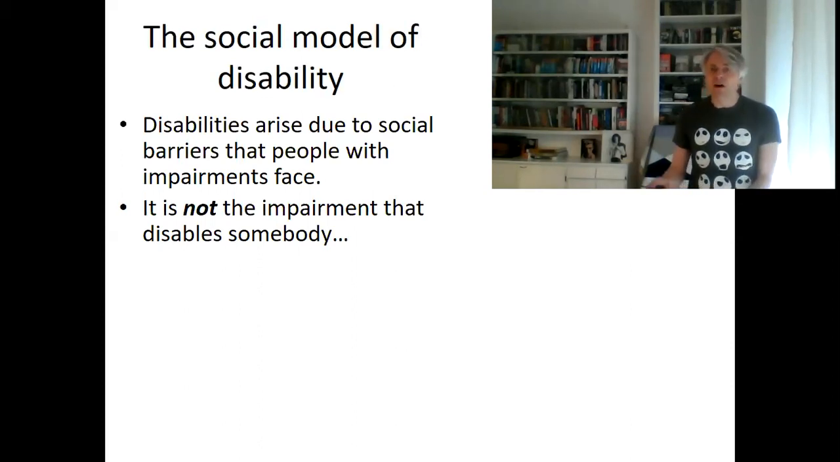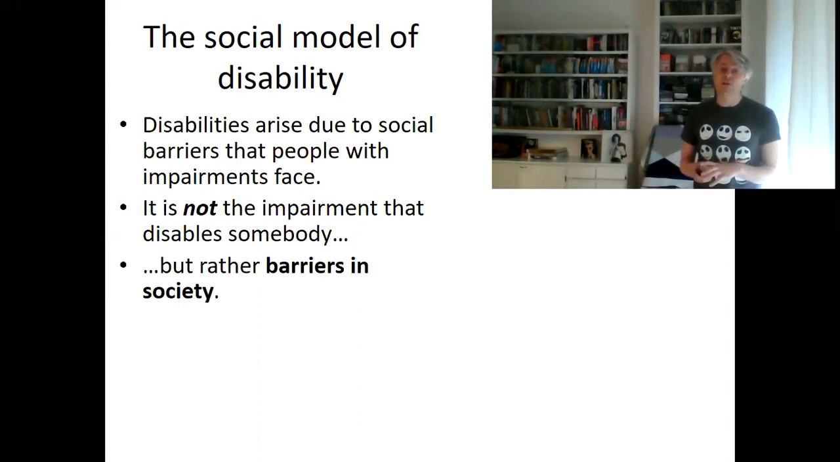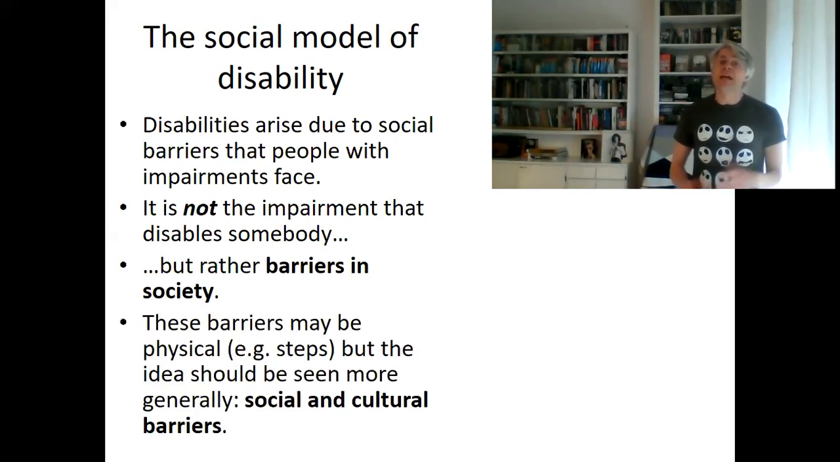I'm not a person with a disability. I don't carry my disability with me. I have an impairment. I don't carry my disability with me. It's not the impairment that disables somebody, but rather those barriers in society. These barriers may be physical. Steps would be the classic example of a physical barrier, but the idea should be seen more generally, social and cultural barriers.